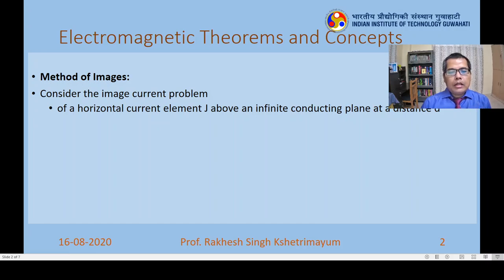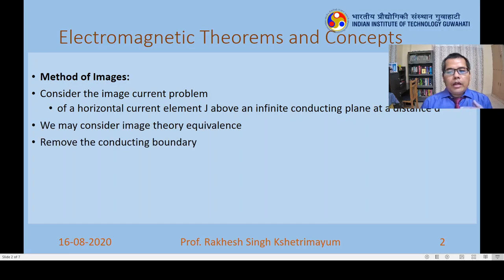This classic image current problem considers a horizontal current element J above an infinite conducting plane at a distance d. So we are considering a horizontal current element J above an infinite conducting plane at a distance d. And we want to find the fields in the upper half plane above the infinite conducting plane. I want to find the fields because of this horizontal current element.